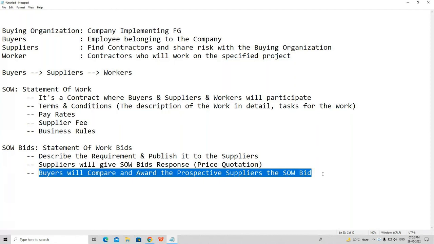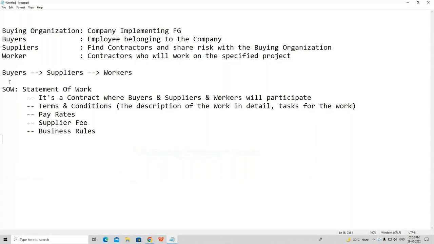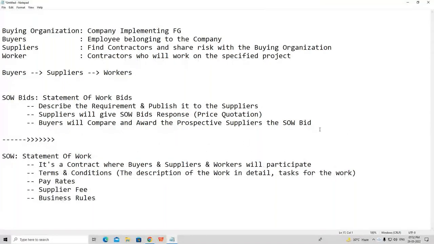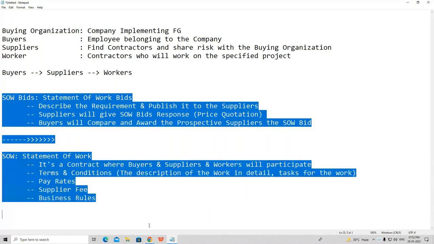Correct. Contract. Contract means what? Okay. So after awarding, from here the statement of work, SOW, will start. Exactly correct. So that is why I say SOW bid is optional. It's not mandatory. Okay, please keep this in your mind. Hey Manoj, SOW bids we will always do? No, you don't have to do it always, but sometimes you do SOW bids after the awarding, and then you can start with the SOW.